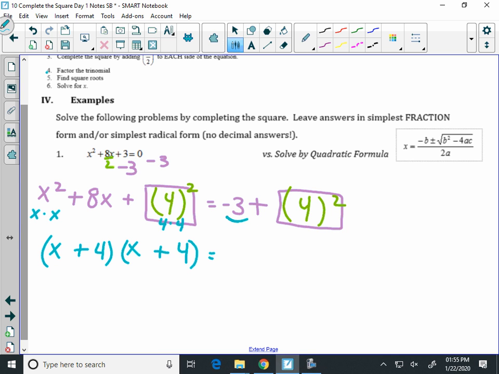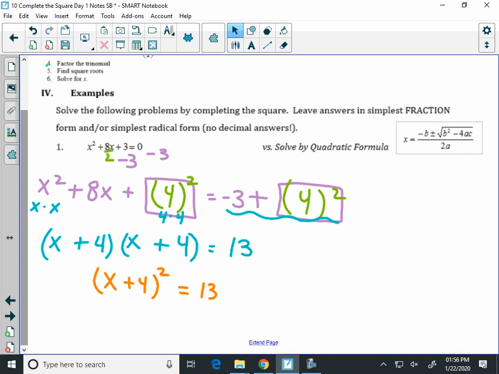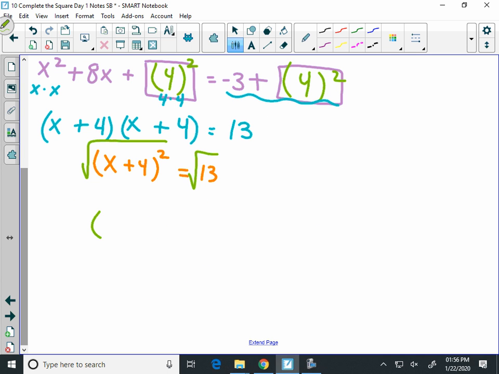Is equal to, plug that in your calculator. What's -3 plus 4 squared? 13. X plus 4 squared. Condense it down, write it once and square it. Is equal to 13. Now we need to solve for x. We need to get rid of that square. What's the opposite of squaring? Square root. Square root cancels out that exponent, so you're just left with x plus 4.